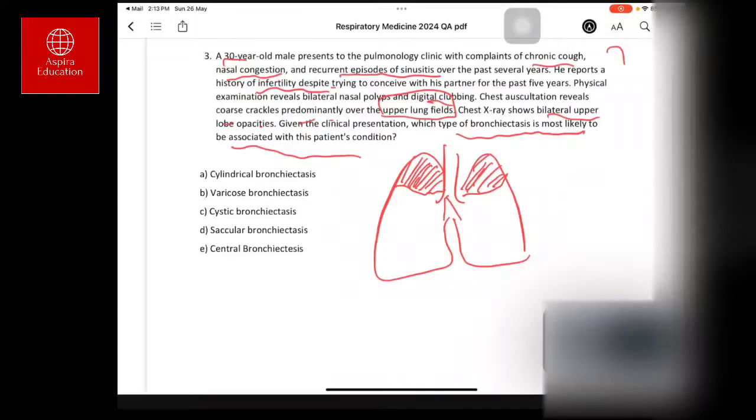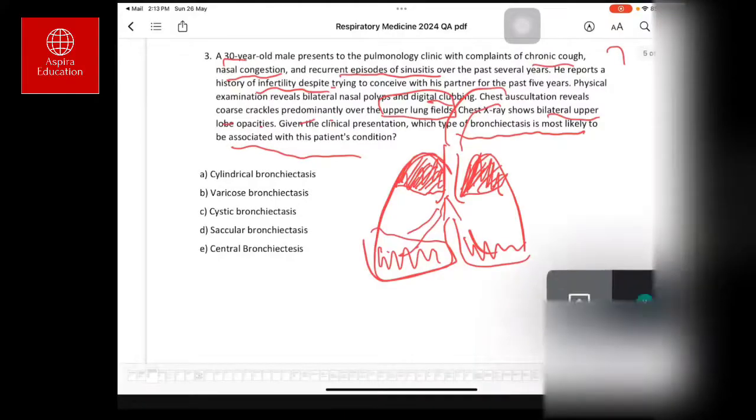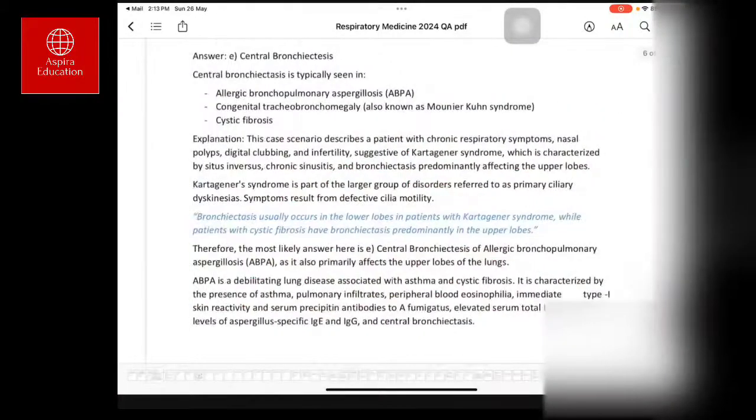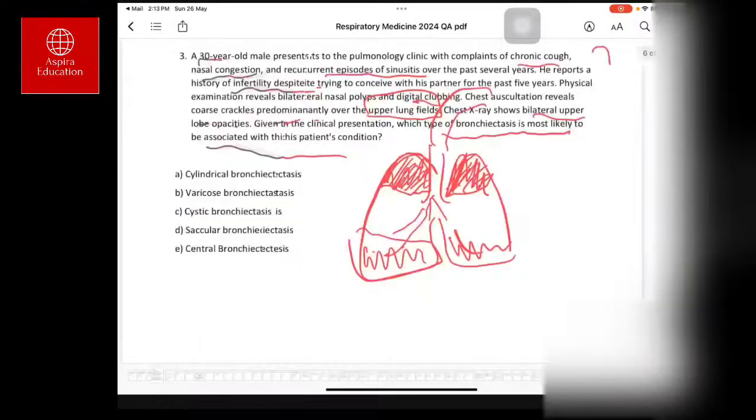Usually in Cartagena syndrome or these immotile ciliary dyskinesias, the bronchiectasis is in the lower lobes because the farther away the airway is from the mouth, the harder it is for the phlegm to be cleared. So in this case, we are dealing with upper lobe bronchiectasis. So the answer is actually central bronchiectasis because this is classically an ABPA presentation. Okay.